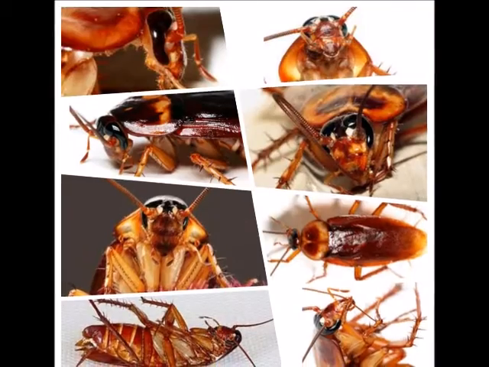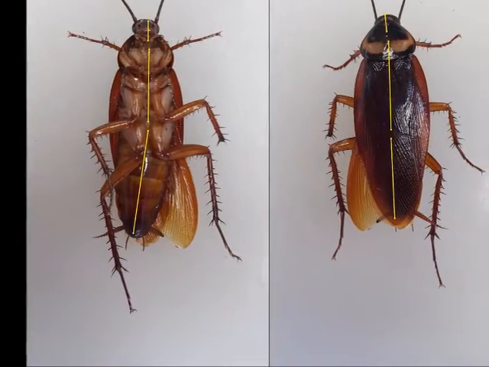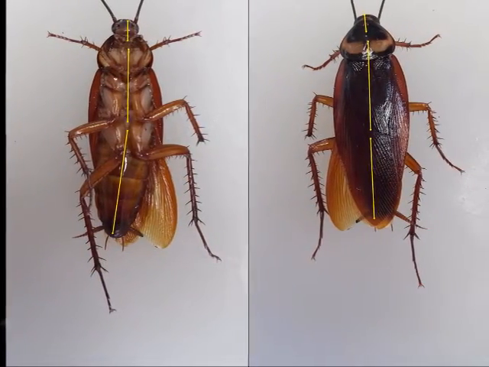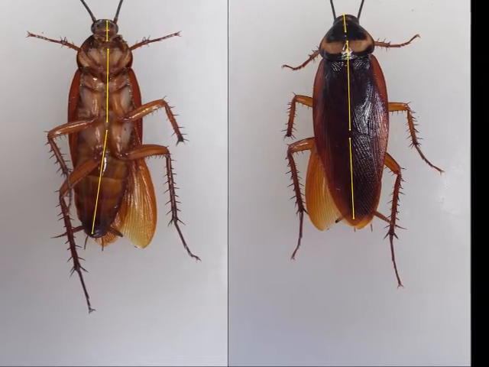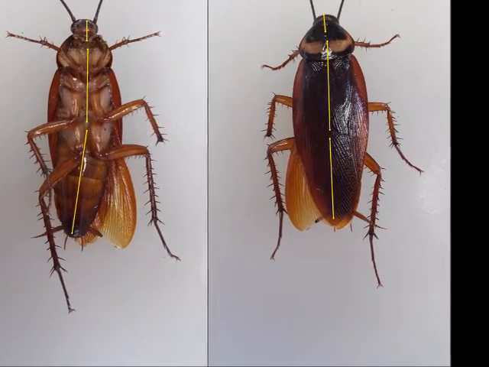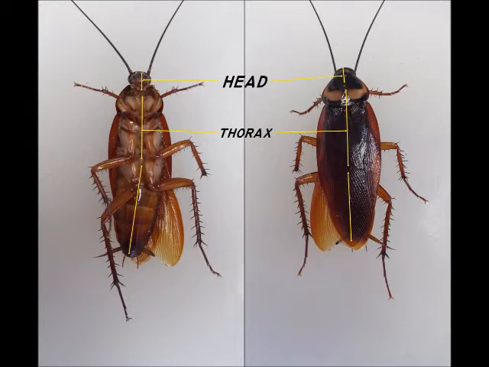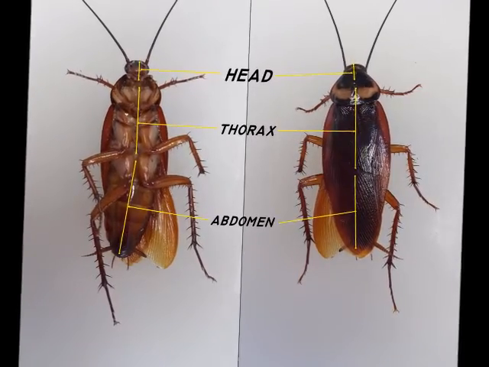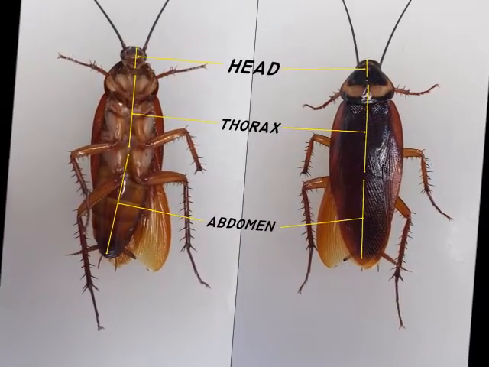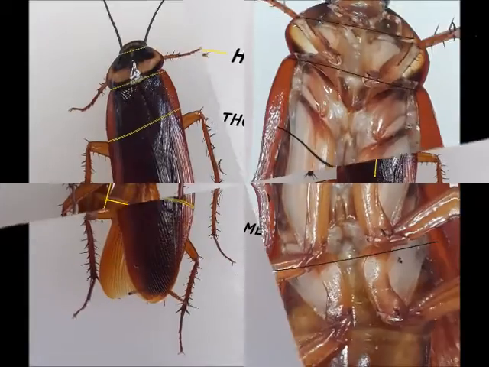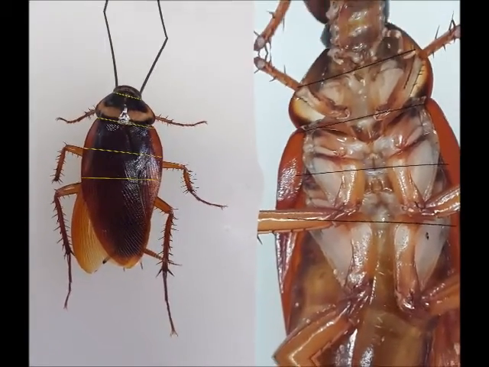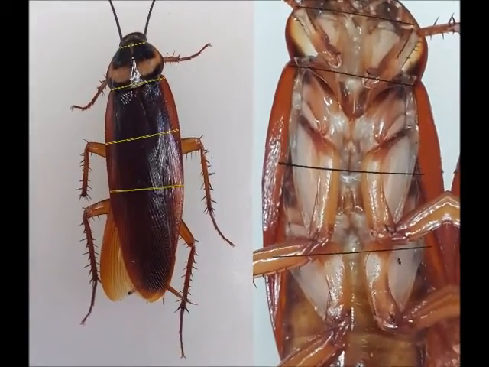The previous video was about the first tagma, the head with mouth parts, eyes, and antennae. The insect body is divided into three tagmata: the head, thorax, and abdomen. In this video, I will talk about the second tagma, the insect thorax, which is the physical center for locomotion.